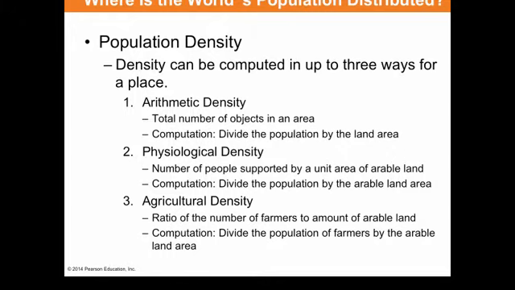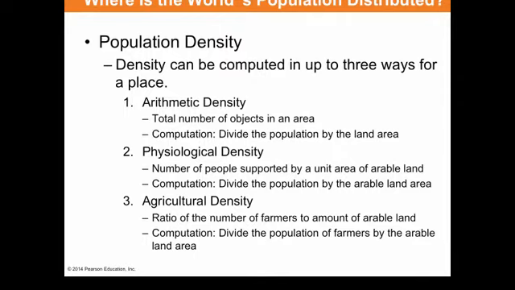Where is the world's population distributed? We're going to focus here on population density. Density can be computed in up to three ways for a place. There's arithmetic, physiological, and agricultural, and you need to know the three different types of densities. Arithmetic density, the first one, is the total number of objects in an area. It's real simple. You divide the population by the land area. So you say there are 50 people per square mile. It's a simple number, arithmetic density.